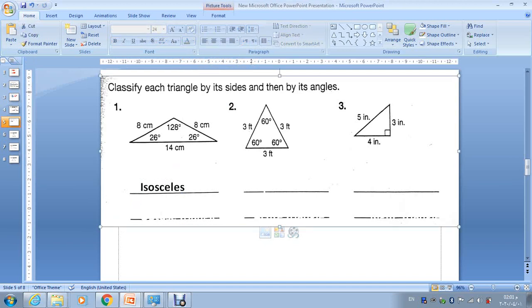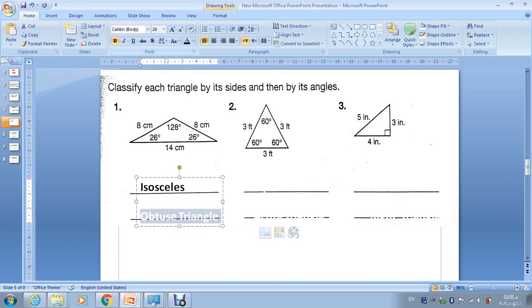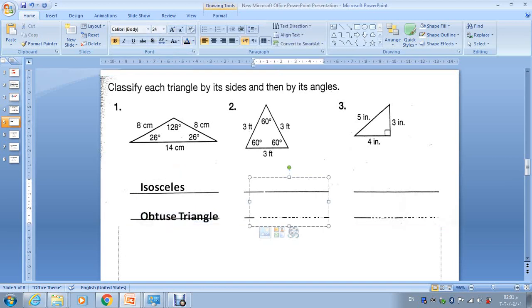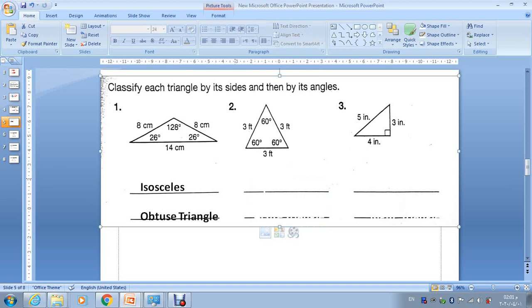So it's an isosceles triangle. Now let's classify according to the angles. If we classify according to the angles, two angles here are acute and one is obtuse. So if we have one obtuse angle, we will name this triangle an obtuse triangle. It's bigger than the acute, so we name the triangle an obtuse triangle.